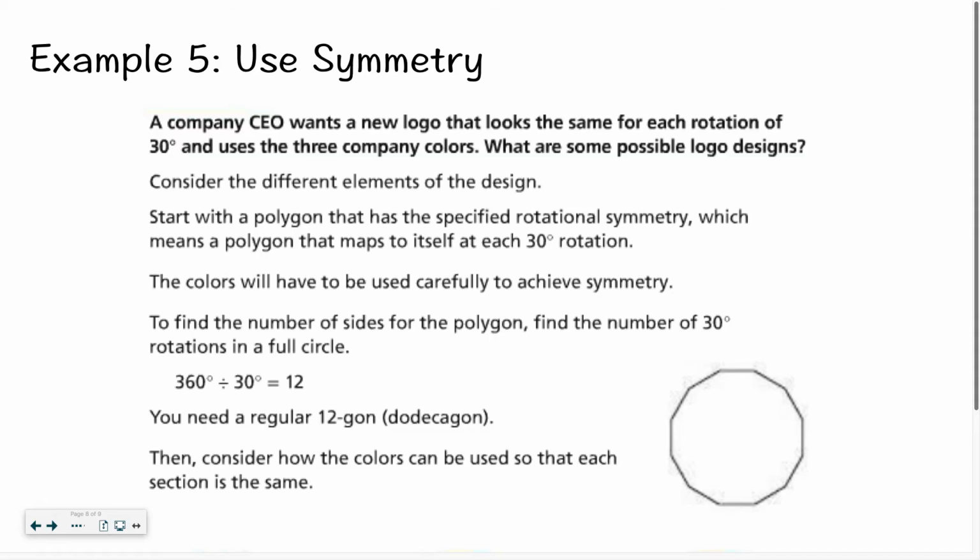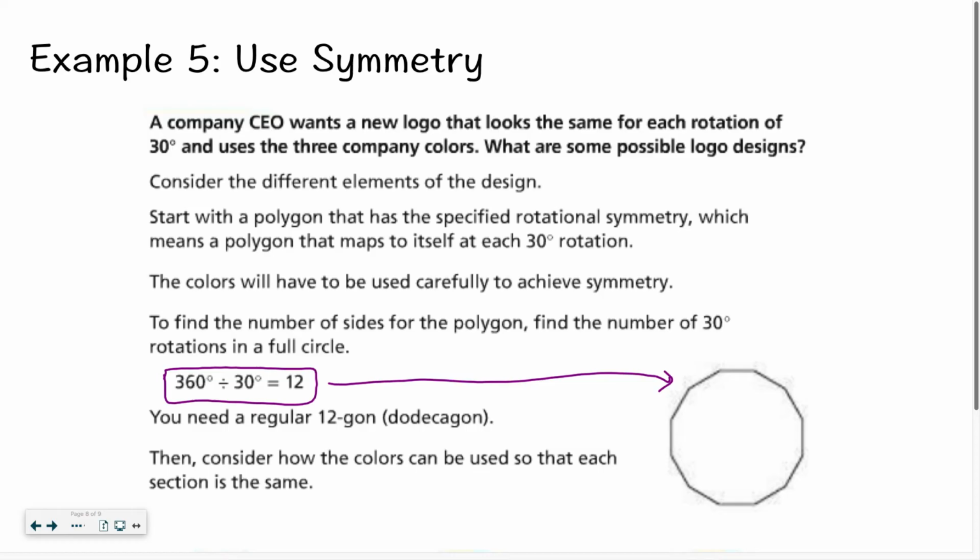So if there's 30-degree rotational symmetry, that means I need to figure out how many times can 30 go into 360 so I know how many sides of a figure we have. So I have 360 divided by 30 gives me 12, which leaves me with this shape, a dodecagon, a 12-sided figure. And then you need to carefully work with the colors in order to make it so it's symmetrical.